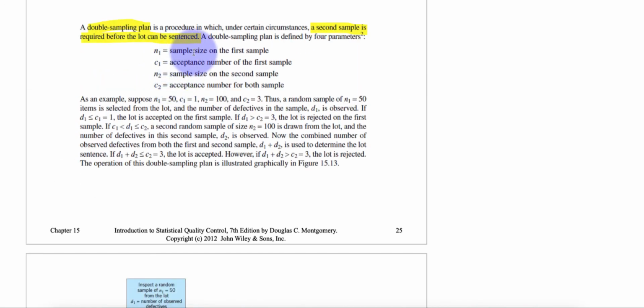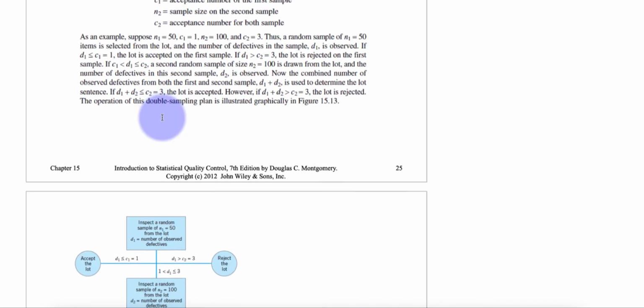N1 is the sample size of the first sample. C1 is the acceptance number of the first sample. N2 is the sample size of the second sample. And C2 is the acceptance number for both samples. We are using C1 for the first sample, but we are using C2 for each sample.